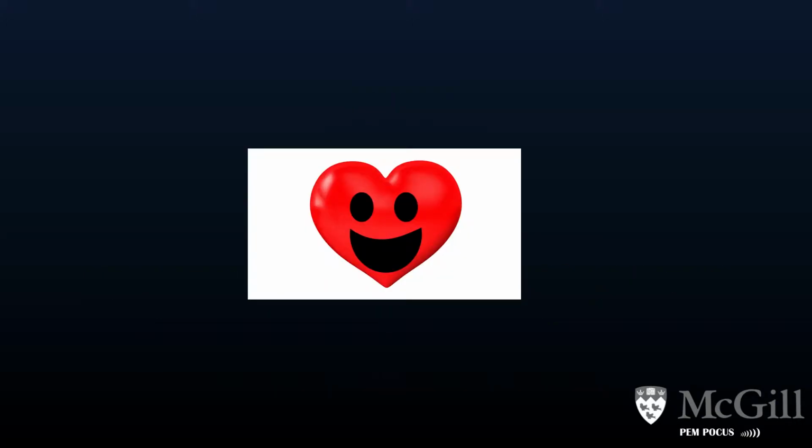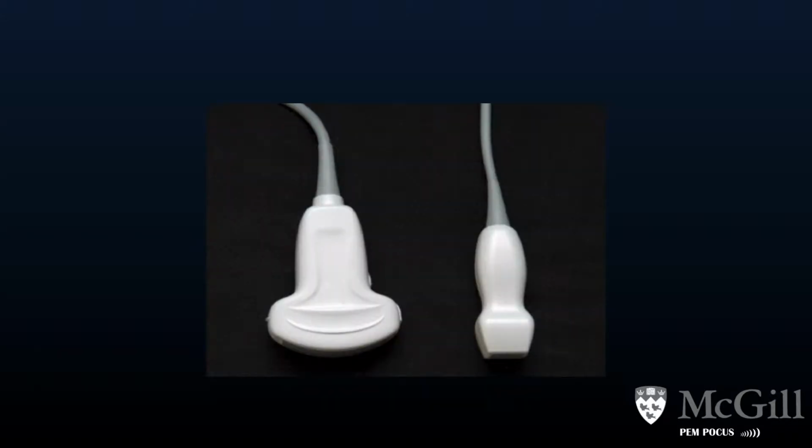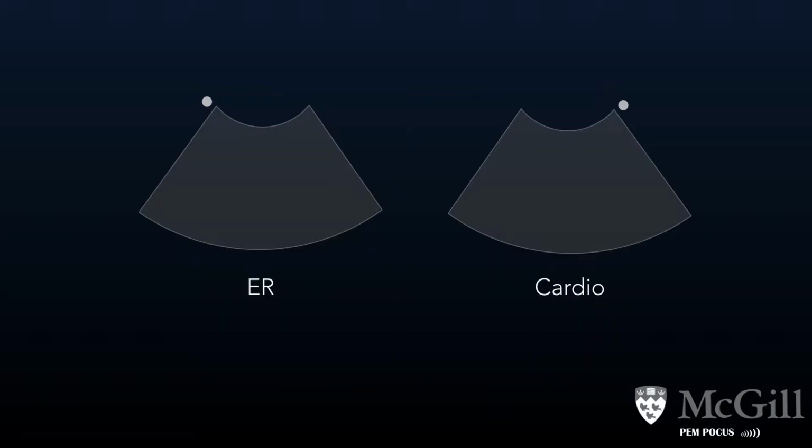Let's start with the pump. A little bit about knobology. You can perform this examination using either the curvilinear probe or the phased array probe. The phased array probe is ideal for young children because it will fit better in their small intercostal spaces. For the purpose of this lecture and the PEM CSI course, we will be using the emergency convention where the probe marker is oriented towards the right of the patient.